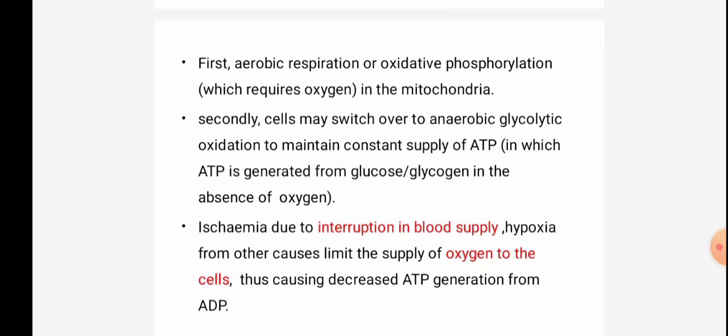Ischemia is due to interruption in blood supply, and hypoxia from other causes limits the supply of oxygen to the cells. If there is an interruption in blood supply, it is known as ischemia. Hypoxia is a limited supply of oxygen to the cells, thus causing decreased ATP generation from ADP.